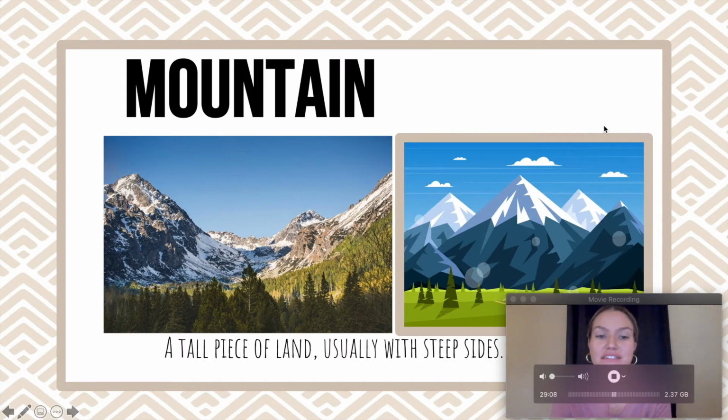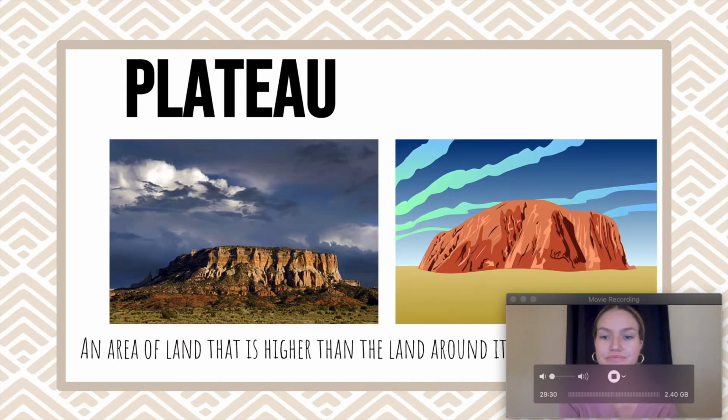And then we have mountain. A mountain is a tall piece of land with steep sides, okay? So this is what our mountain might look like. It might have a snowy top, it might not. It might have trees all the way to the top. It might have just rocks. So mountains can look a lot of different ways, but they are always going to be a tall piece of land and usually have very steep sides. All right, and then we have a plateau, which is just like a mountain, but the top is completely flat. So it's an area of land that's higher than the land around it, but has a flat top.